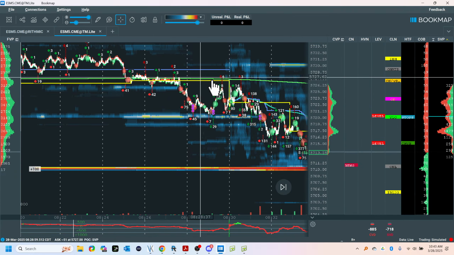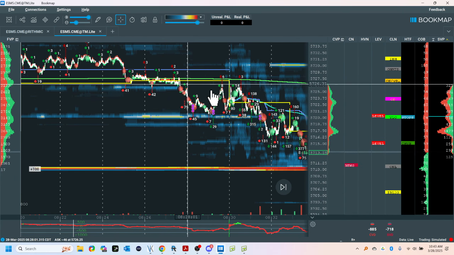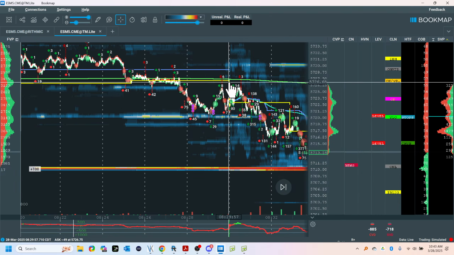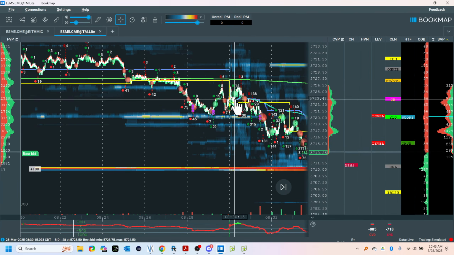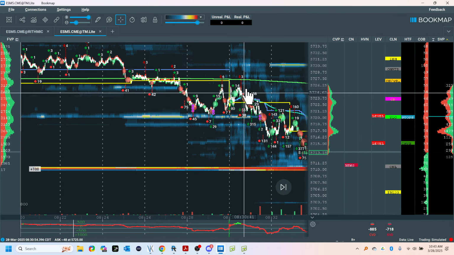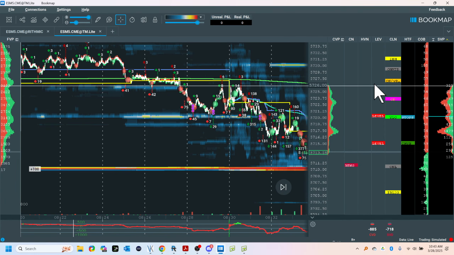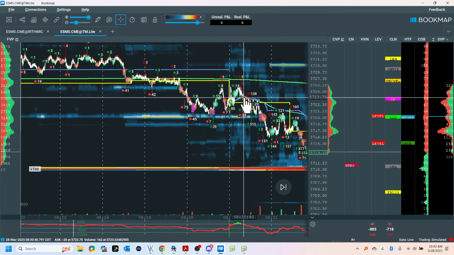So, RTH open, 8:30 Central Time. This is the RTH open. This is called Developing Volume Point of Control. This is the full session VWAP at the time, so we're below there. Overnight volume point of control, highest volume in the ETH. All these elements are material, and this sets up our first short.